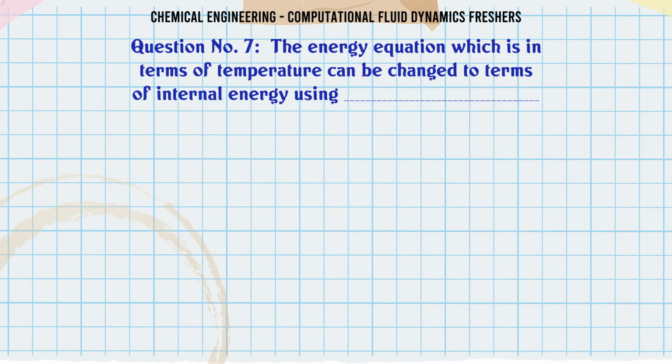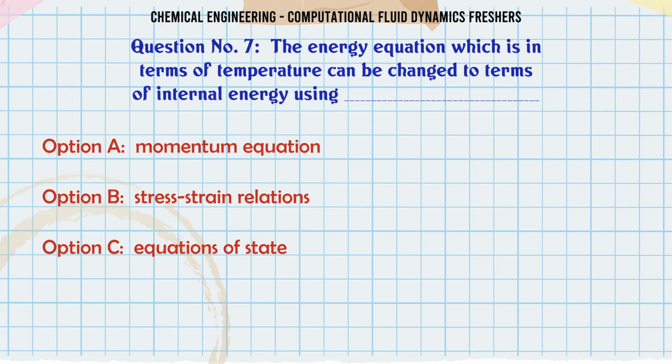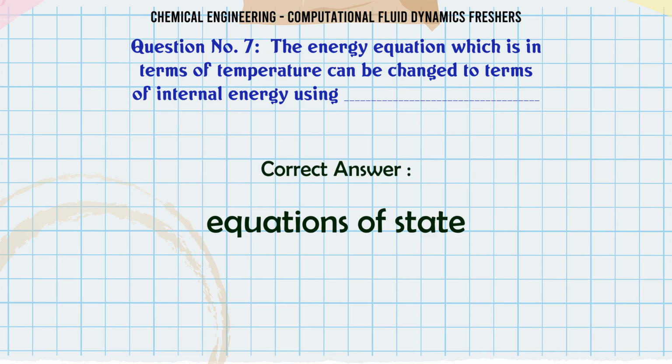The energy equation, which is in terms of temperature, can be changed to terms of internal energy using A: Momentum equation. B: Stress-strain relations. C: Equations of state. D: Continuity equation. The correct answer is equations of state.